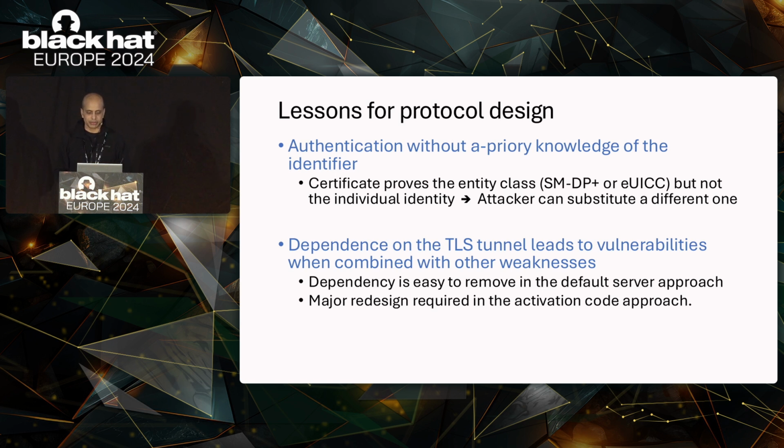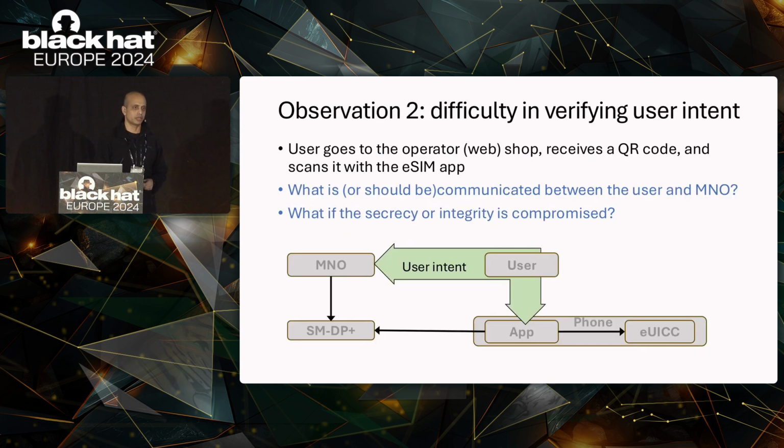Okay, so now that we look at this one class of vulnerabilities, we are going to the second observation. The second observation is about difficulty in verifying user intent. When, as a user, we go to buy a SIM card or SIM profile to a shop or eSIM shop, what is communicated between a user and an MNO shop can vary, right?